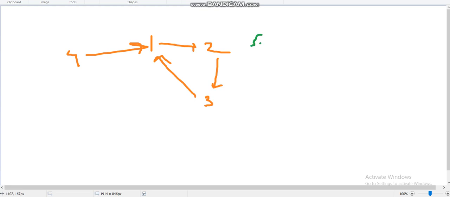Let's say this could also be the case: 5, 6, 7, 8. Let's say there is also another cycle here. Then the longest cycle will be of length 4. And there is also another condition: the number of outgoing edges from a node is at most 1.